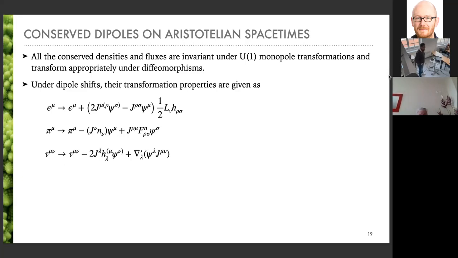So we all know that energy, momentum, everything is gauge invariant. We also know exactly how they transform under space-time translations. They will transform like diffeomorphisms. But in particular, none of these quantities are actually dipole invariant. So they will all transform under dipole shifts.